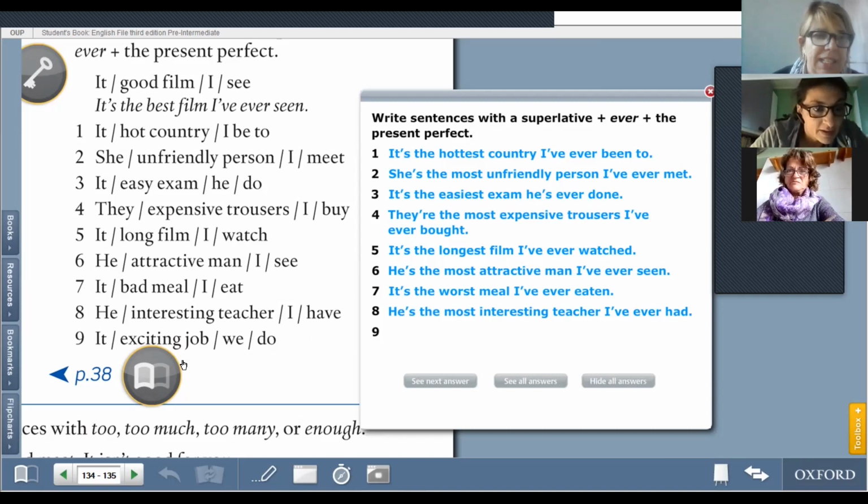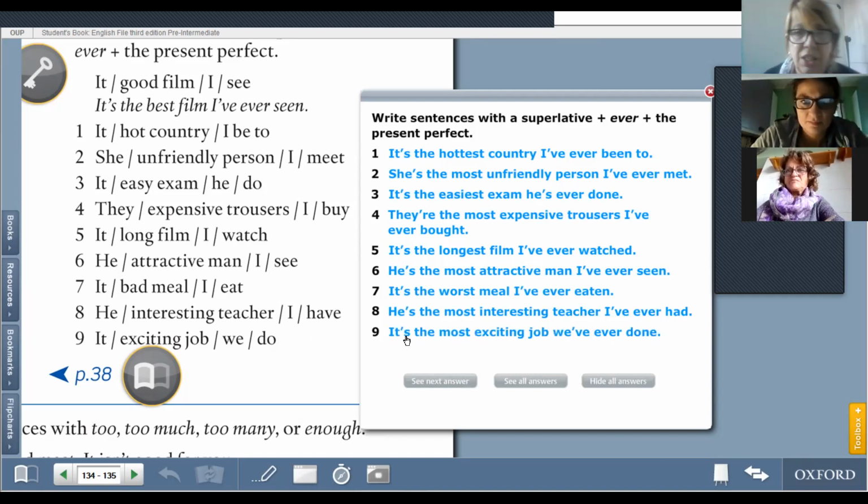And number 9. It is the most exciting job we have ever done. It's the most exciting job we have ever done.